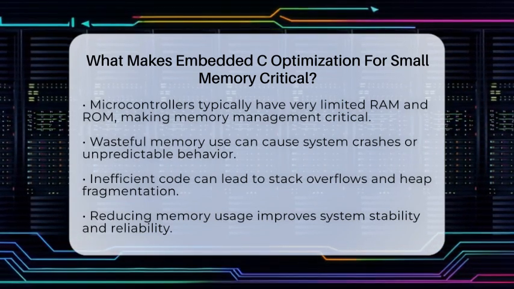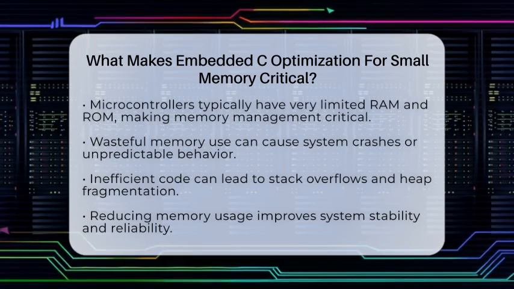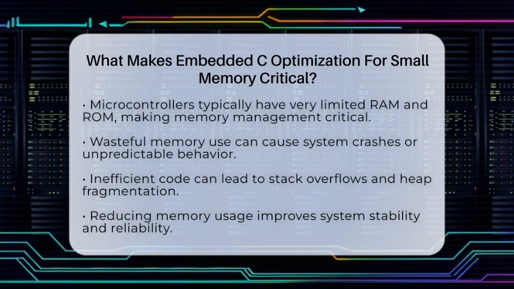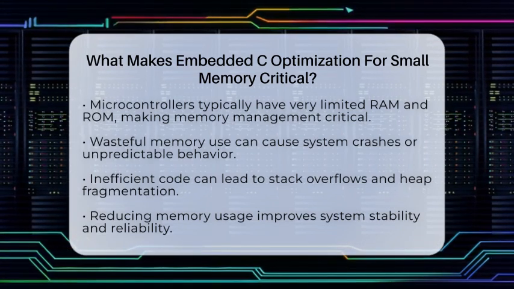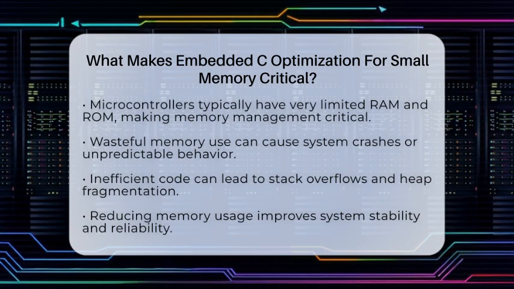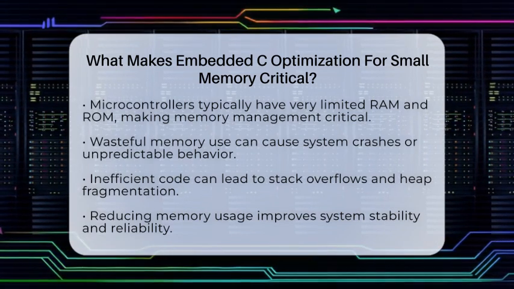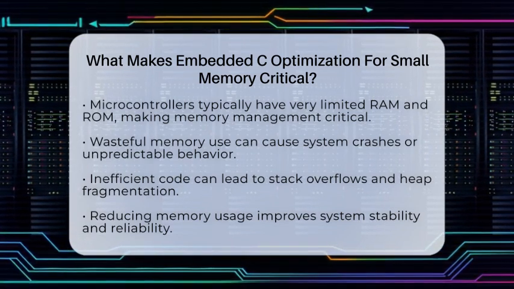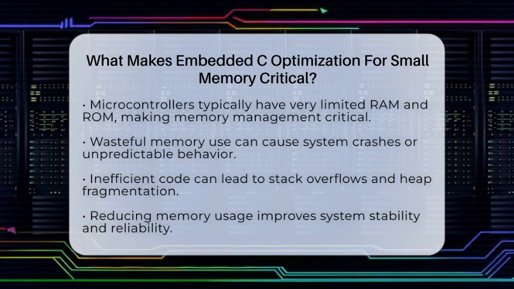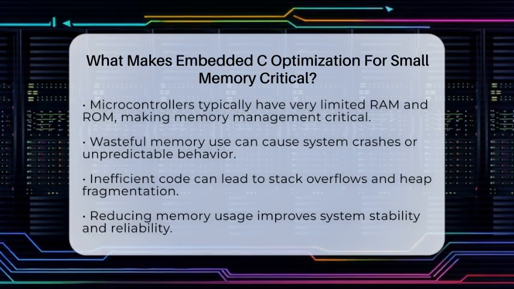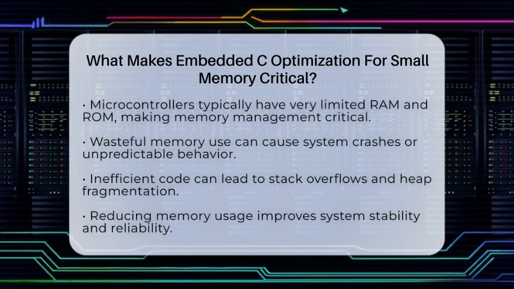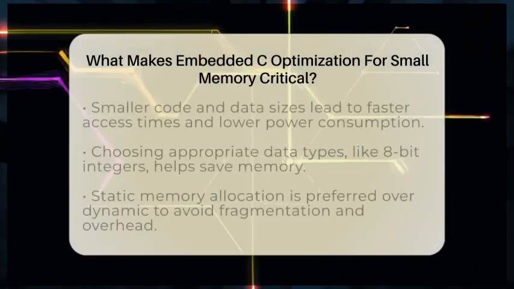That's why optimizing embedded C code is so important. When memory is tight, inefficient use can cause stack overflows. This happens when functions call each other too deeply or use too much local data. Heap fragmentation can also occur if dynamic memory is used carelessly, leading to unpredictable behavior. Reducing memory use makes the system more stable and reliable.